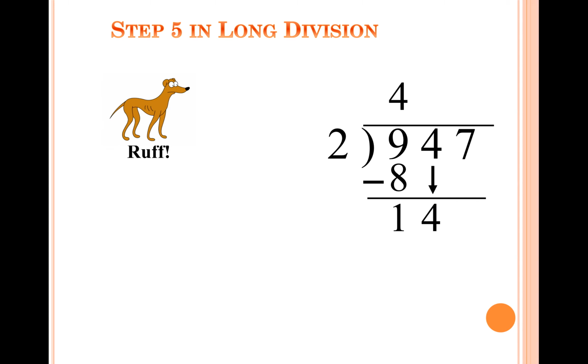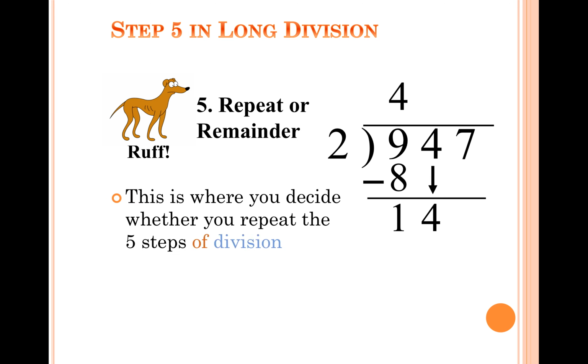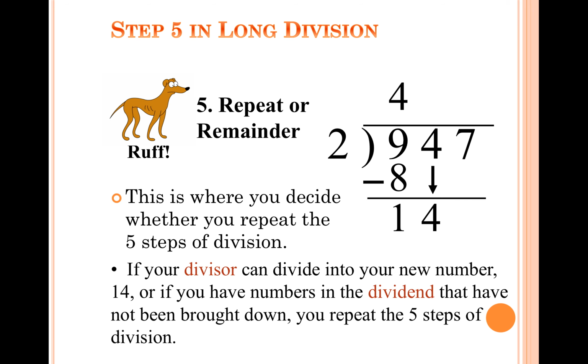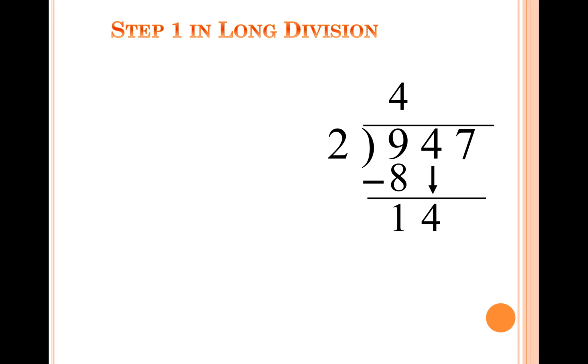And now we're going to be back to the beginning. This is where you decide whether you repeat the 5 steps of division or you're done. Well, we haven't even gotten to this 7 digit yet, so we're definitely not done. We got to keep going. So we're going to have to keep going, and now we're back to the start.